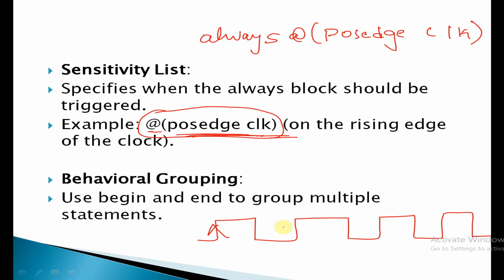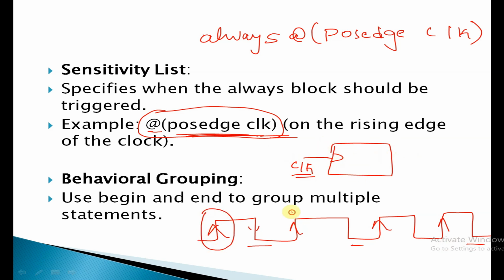Okay, these are positive edges and this is our negative edges. Okay, these are our negative edges. Now if we have a requirement, let's say this is our design, which is connected to a clock. If we have a requirement that our design should only check the inputs and assign the outputs at the positive edges of the clock only.